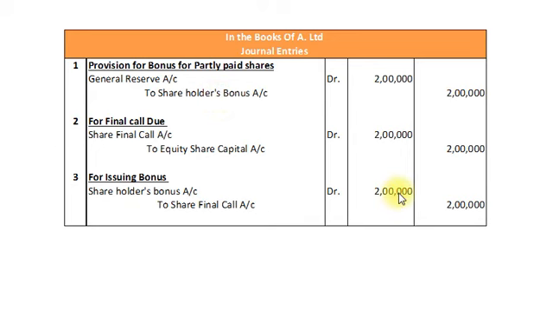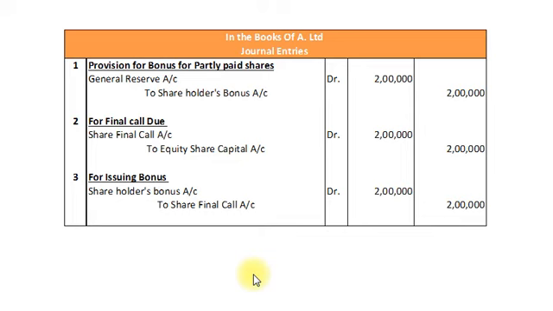So the shareholders bonus account is closed. Share final call account is debited in our second entry, and the same account is credited in our third entry. So share final call account is also closed. So finally two accounts remain. One is general reserve account debit, to equity share capital account credit. So like this, bonus amount is given to make partly paid up shares fully paid up.